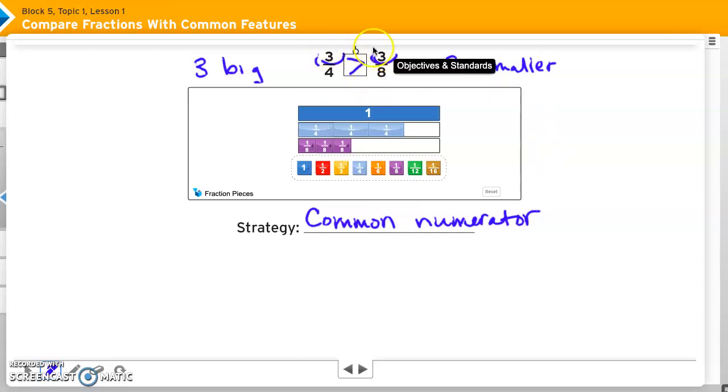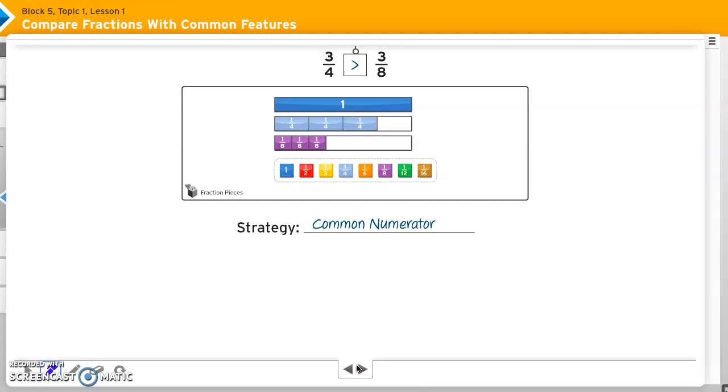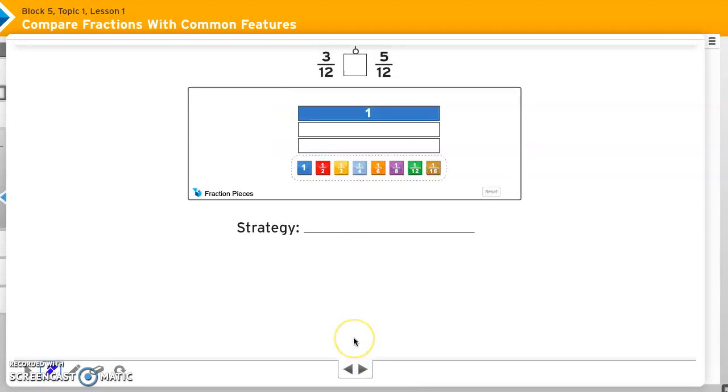We look at these with a common numerator, and you think about the denominator. You use the denominator to make your decision. Think about the size of those pieces. So this is the common numerator strategy. And then we've got one more strategy as well.